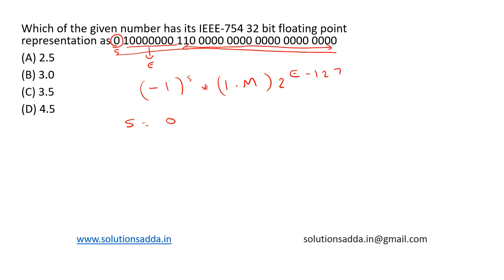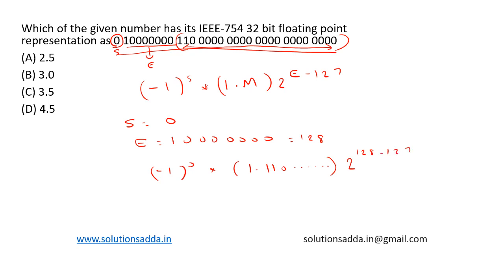So S is equal to 0. Exponent E is equal to the next 8 bits 1 0 0 0 0 0 0 0. This is 128, and this is the mantissa. So we can write it as (-1)^0 into 1.1100, which can be extended till 23 bits, into 2 raised to 128 minus 127.